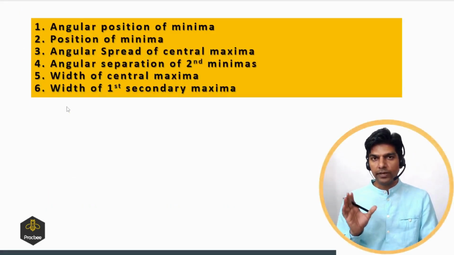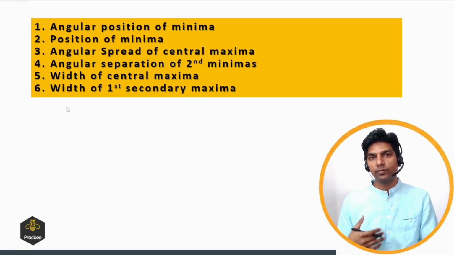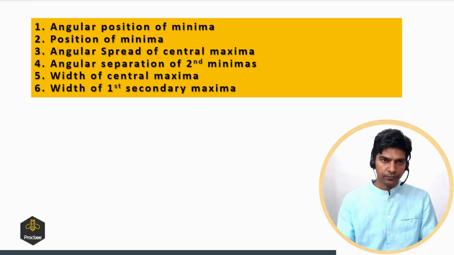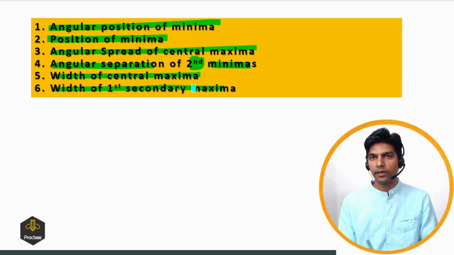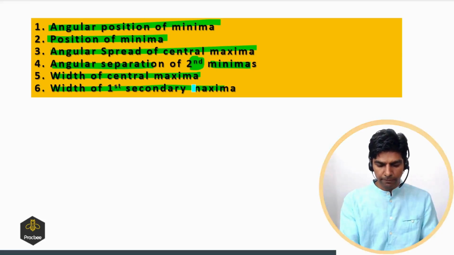So we are done with YDSE problem types. Now let us see diffraction, single slit diffraction. In single slit, we're going to focus on these 6 problem types. First is the angular position of the minima, then position of the minima, angular spread of the central maxima, then angular separation of the second minimas, then the width of the central maxima, and then the width of the first secondary maxima. Now let us see these problem types one by one.